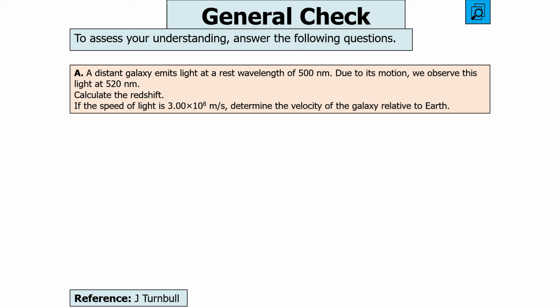A distant galaxy emits light at a rest wavelength of 500 nanometers. Due to its motion, we observe the light at 520 nanometers. Calculate the redshift. Determine the velocity of the galaxy relative to Earth.